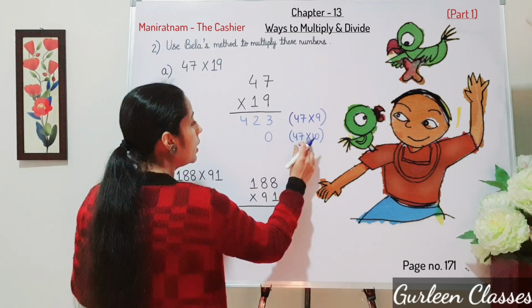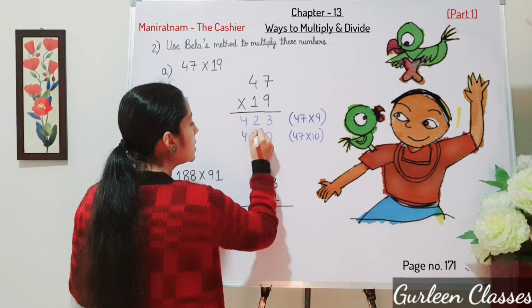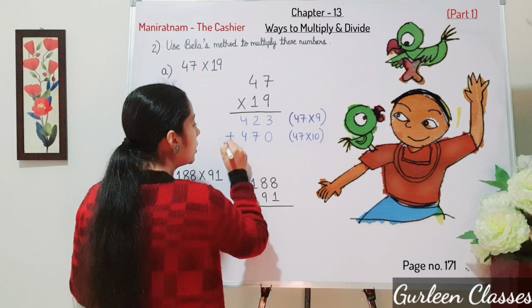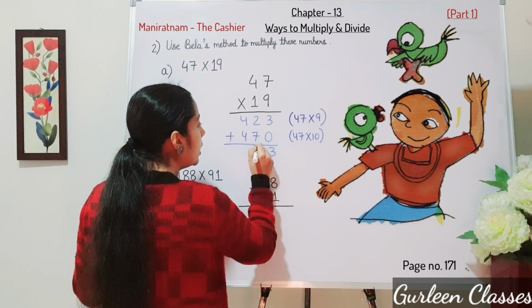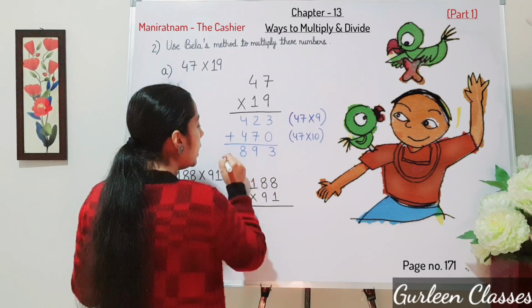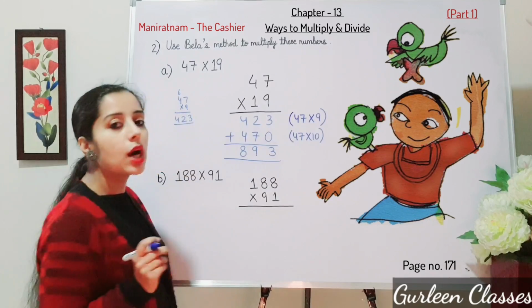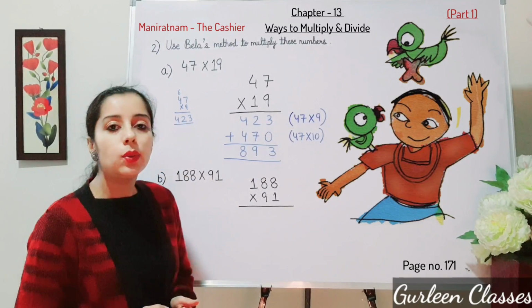Now as here it is 0, you will put the 0 here. Then 47 into 1, that is 47. Then add here, the answer is 893. Now B part, 188 into 91.